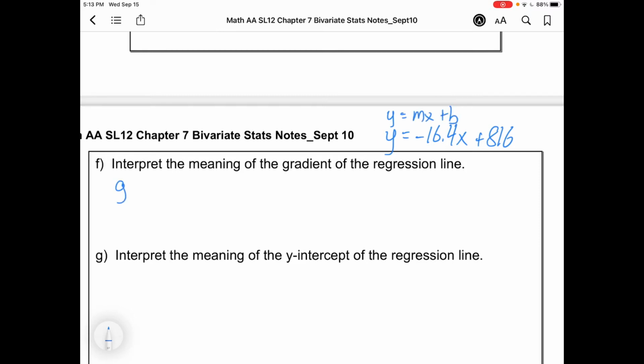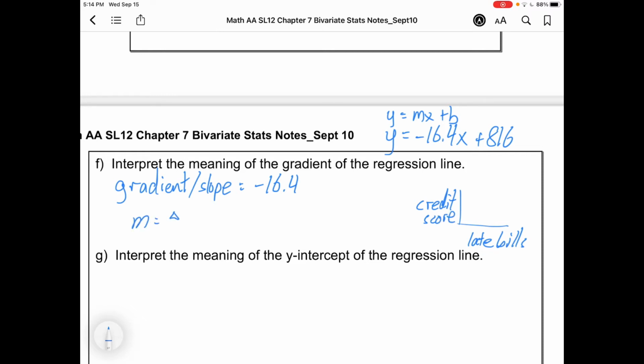So the gradient, or slope, they'll use the word gradient. It's annoying, I'm sorry. Is negative 16.4. That really means nothing. But slope is a rate of change. So let's think about this. On these axes, we have late bills and we have credit score. And slope, straight from grade 10, slope is change in y over change in x.